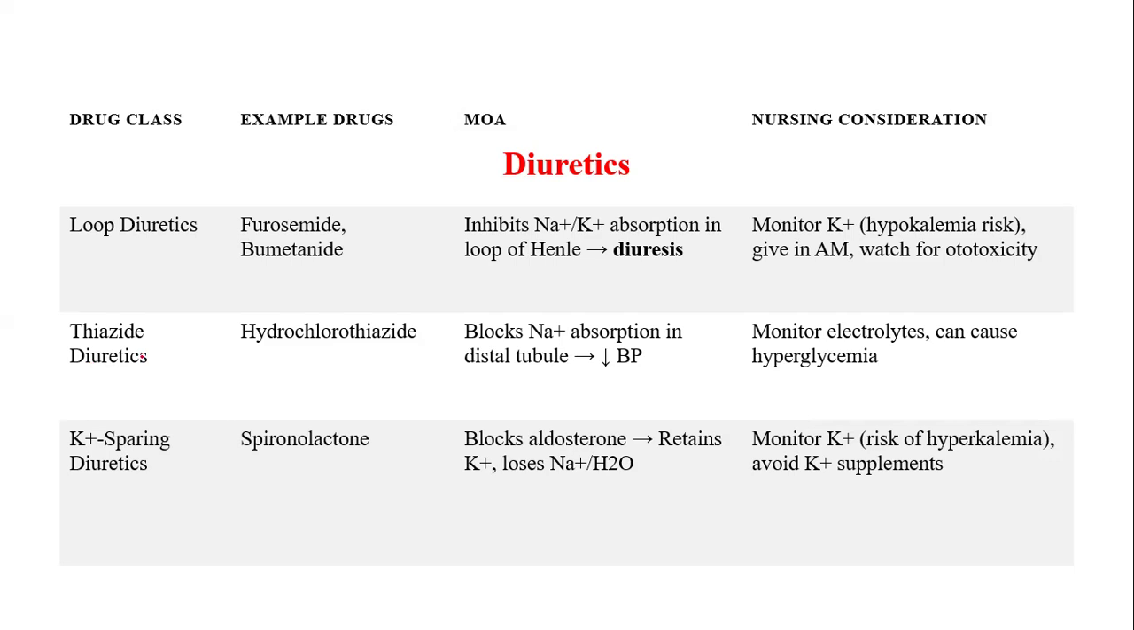And then thiazide diuretics block sodium absorption in distal tubules, decrease blood pressure. With these drugs, we need to monitor electrolytes, can cause hyperglycemia. With potassium-sparing diuretics, spironolactone is one of the major drugs in this category, block aldosterone and retains potassium, loses sodium and water. And then we need to monitor potassium again because this is potassium-sparing diuretic. This can cause hyperkalemia. Avoid potassium supplements and diets that are rich in potassium or high in potassium.